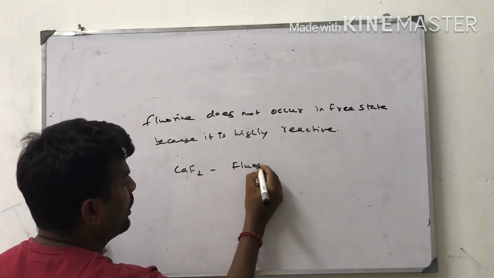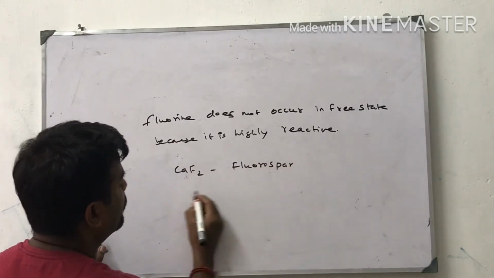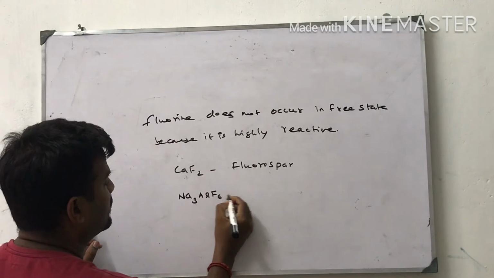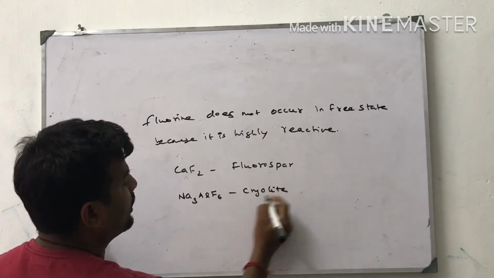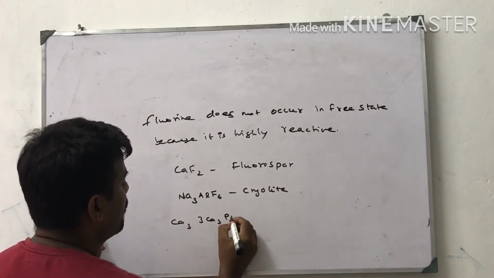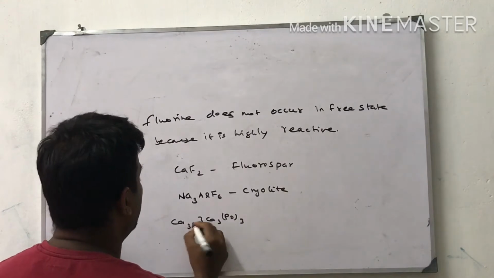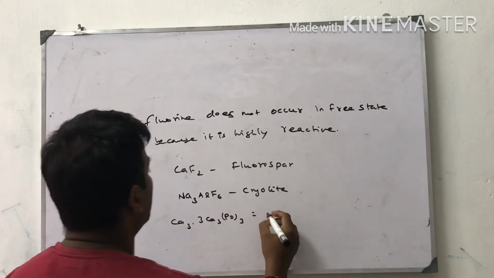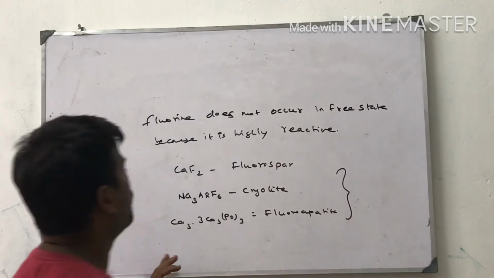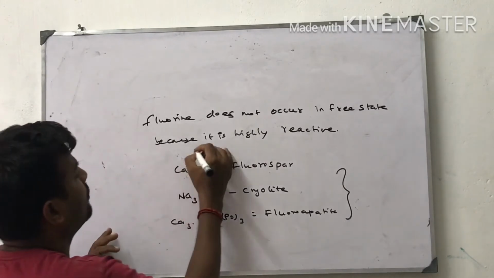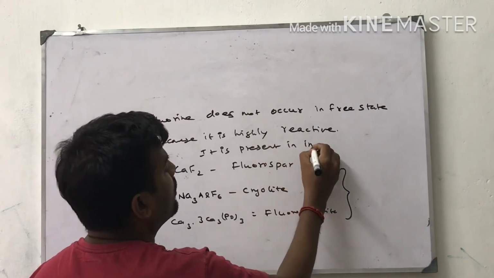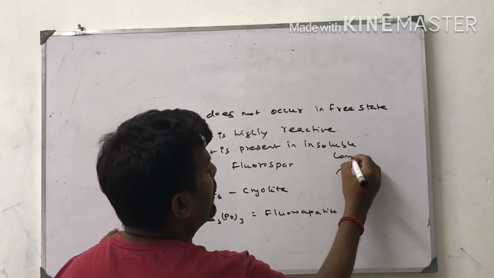Calcium fluoride is called fluorospar. Fluorospar, cryolite, Na3AlF6, cryolite, and 3Ca3(PO4)2 with calcium fluoride is called fluoroapatite. So fluorine is present mainly in this combined form. It is present in insoluble combined form.